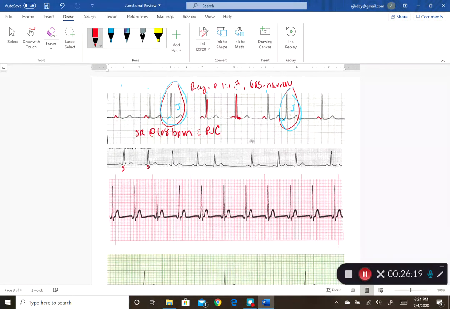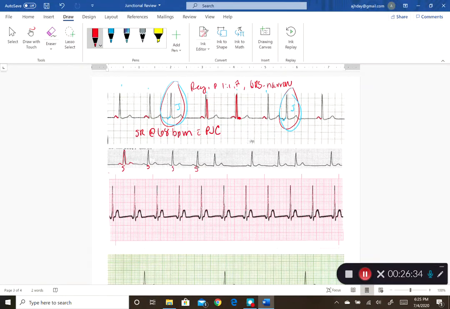The second one looks like a sinus beat. I say that because I have a P wave that's upright, I have a narrow QRS complex, and I have a normal T wave. This also looks like a sinus beat, and sinus beat. Just looking at those first four complexes, my rate does look regular.